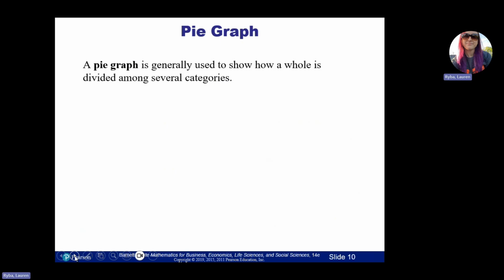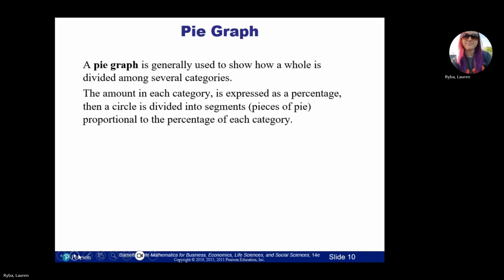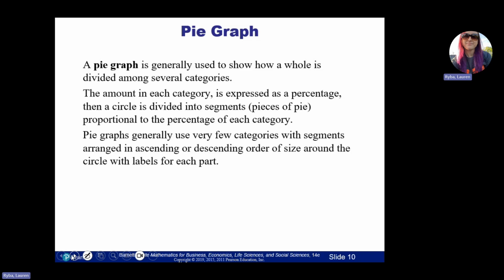Next one's a pie graph. A pie graph is generally used to show percentages based on a whole, and we are going to divide a circle into different categories based on how much of the sample answered a specific way. So think about segments of a pie, percentage of a pie, proportion of a pie. Going to give us the percentage of each category.